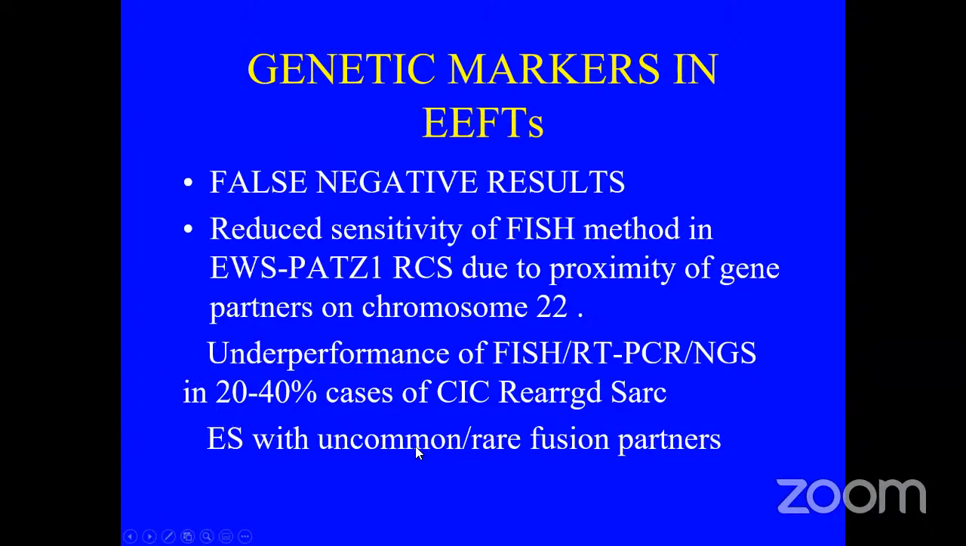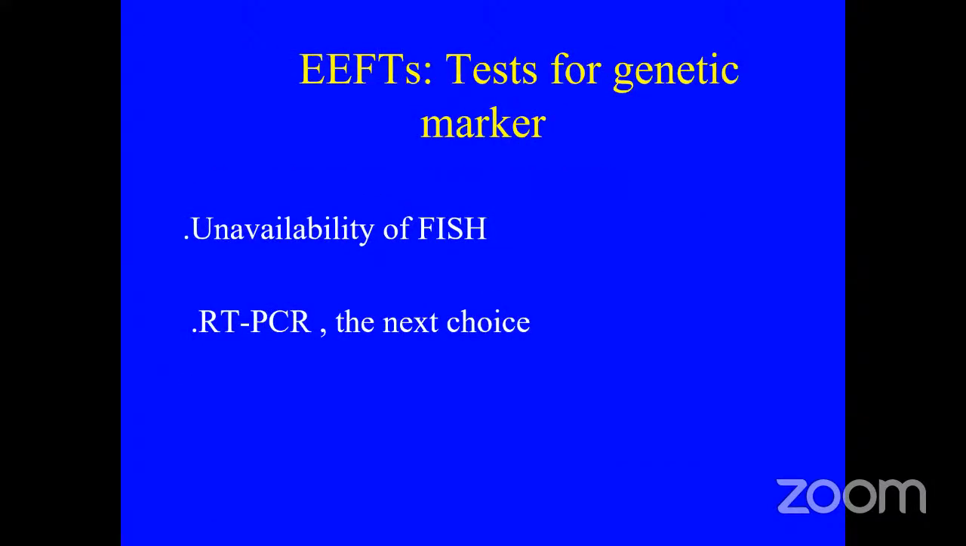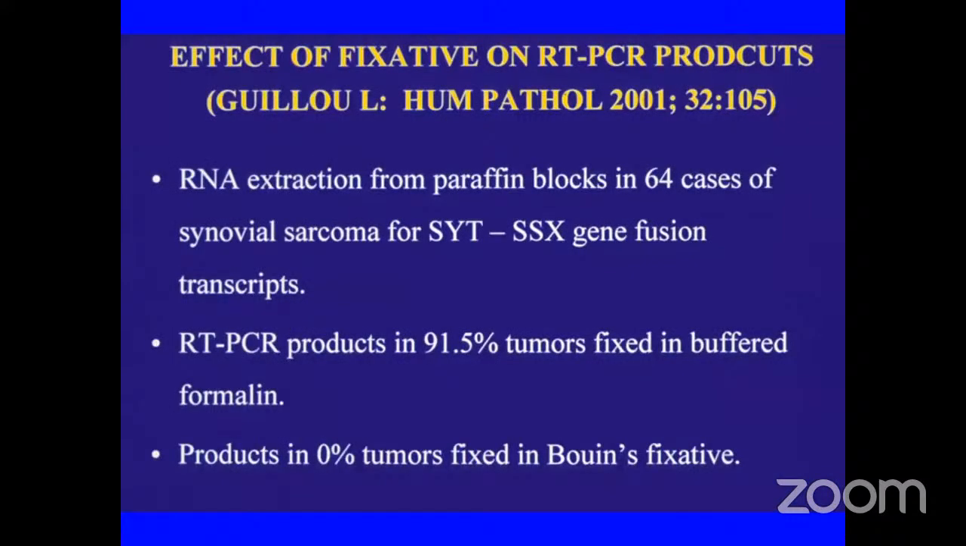in for demonstration of other markers, which I have shown you in other genetic variants of Ewing sarcoma. So if FISH is unavailable because of lack of commercially available probes, you will have to go to RT-PCR as the next choice. And in RT-PCR, you can use the RNA extracted from paraffin blocks, and it has been demonstrated in the literature that you can get a good yield from this formalin-fixed paraffin-embedded material.